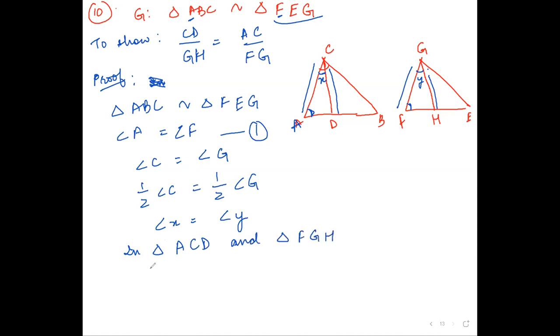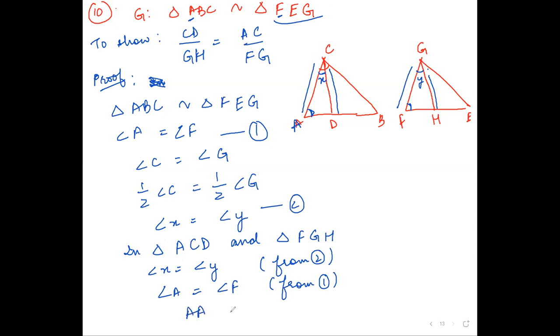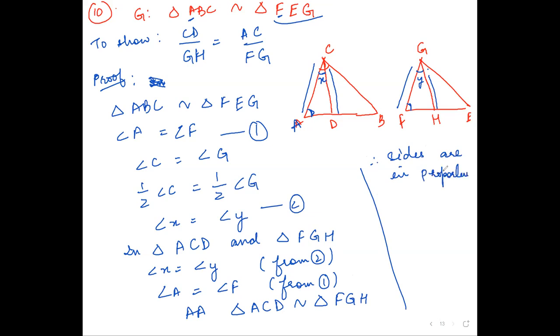Now what do I have? I have angle X is equal to angle Y, right? From second result. And then I have angle A is equal to angle F from first result. So therefore, by AA criteria, these two triangles are similar. ACD is similar to triangle FGH. And because they are similar, the sides are in proportion. Therefore, I can write CD upon GH is equal to AC upon FG.